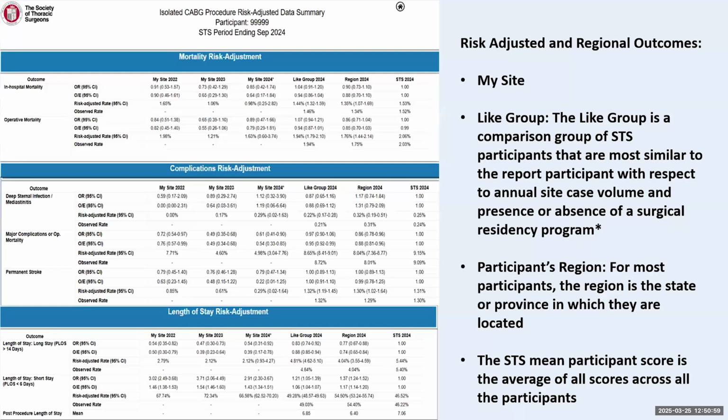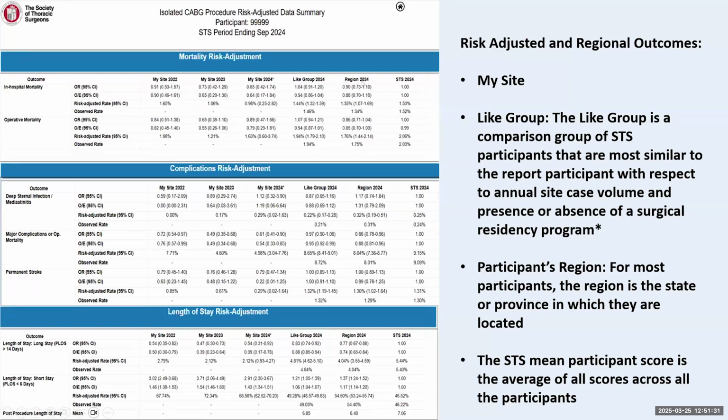The risk-adjusted and regional outcomes reports. This is kind of interesting. We have a couple of new language items going in here, so we'll talk about that. So you've got your site. Well, that's of course you. And then we have a like group. So what's a like group? The like group is a comparison group of STS participants that are most similar to you with respect to your case volume and the presence or absence of a surgical residency program.